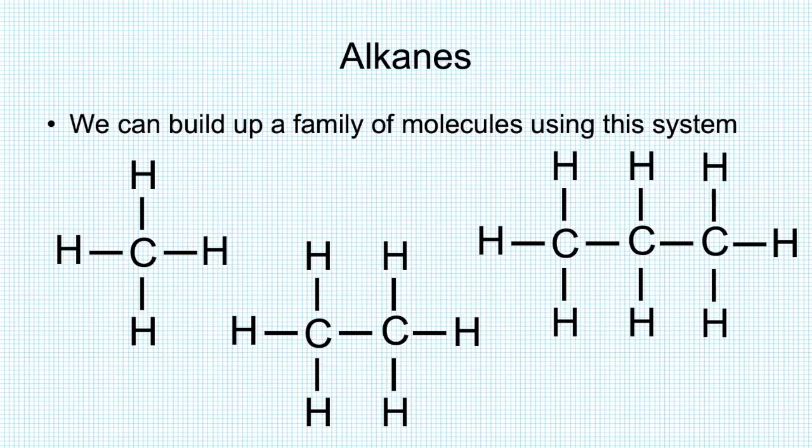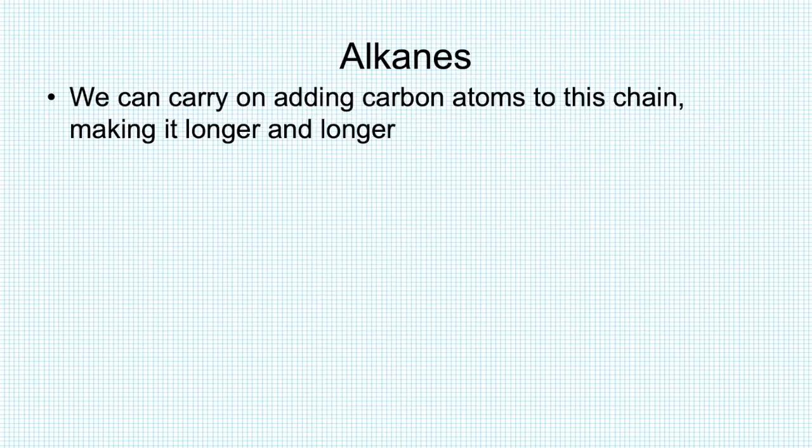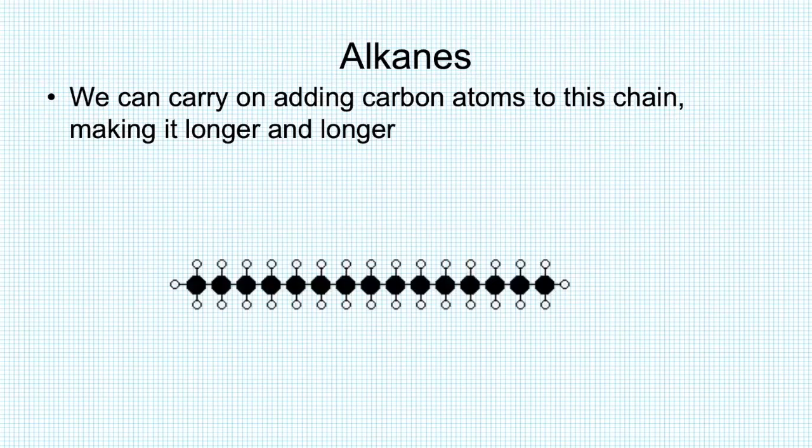These are the ones that you need to understand and be able to talk about and reproduce in exams. And it's the first 4 that you need to know about. So 1, 2, 3, and 4 carbon atoms. I've not shown the one with 4 carbon atoms here, but it basically has 10 hydrogen atoms surrounding it. We can carry on adding carbon atoms to this chain, making it longer and longer. And you need to know about the existence of these long chain hydrocarbons, but you don't necessarily need to be able to name them or anything like that.